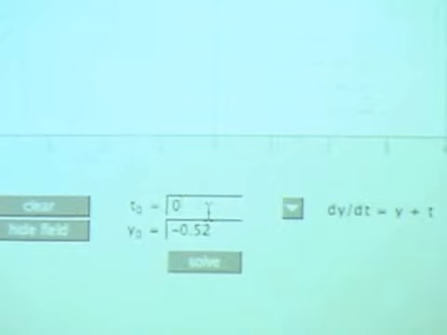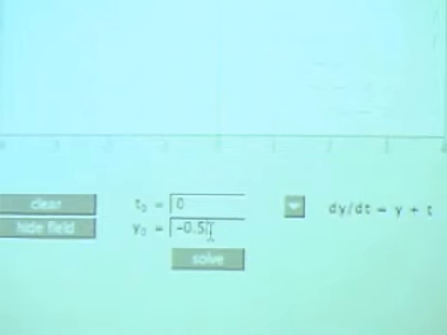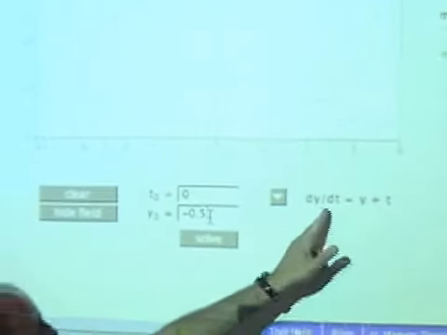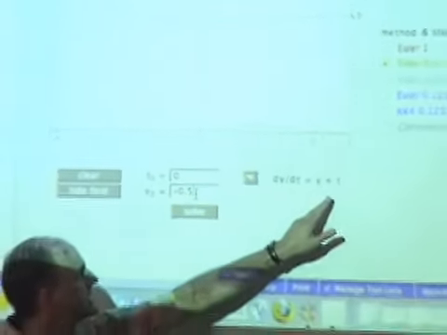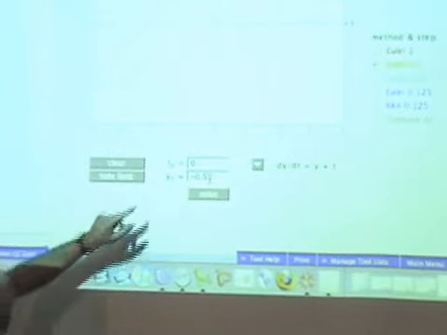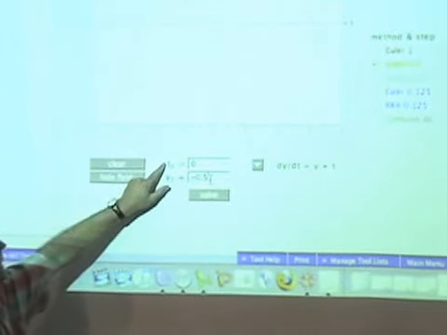Let me make it negative 0.5. So my initial value problem will consist of this differential equation, which is dy/dt equals y plus t, and this initial value, when t equals 0, y equals negative 0.5. That's my initial value problem.